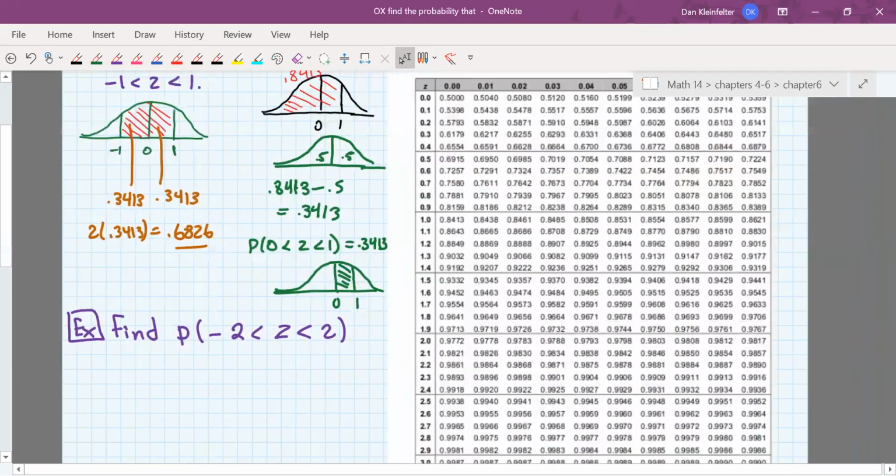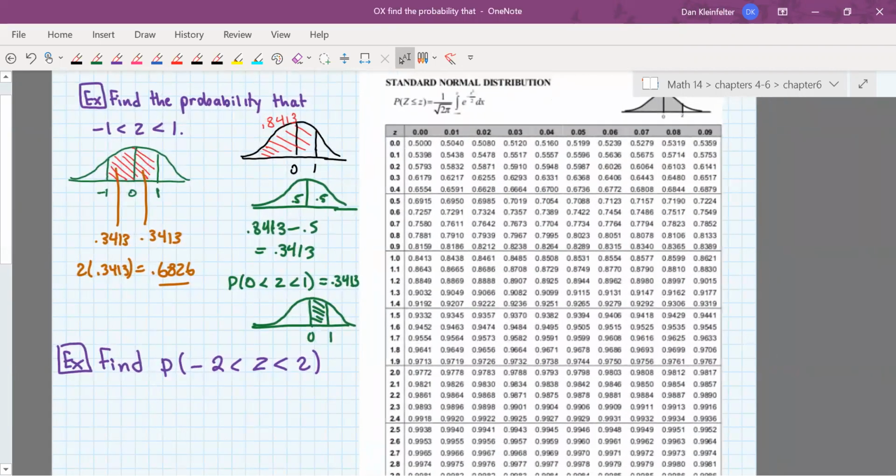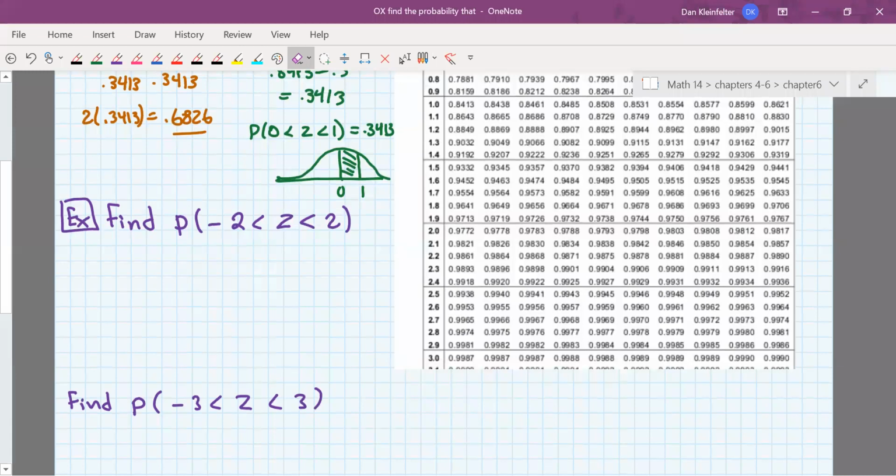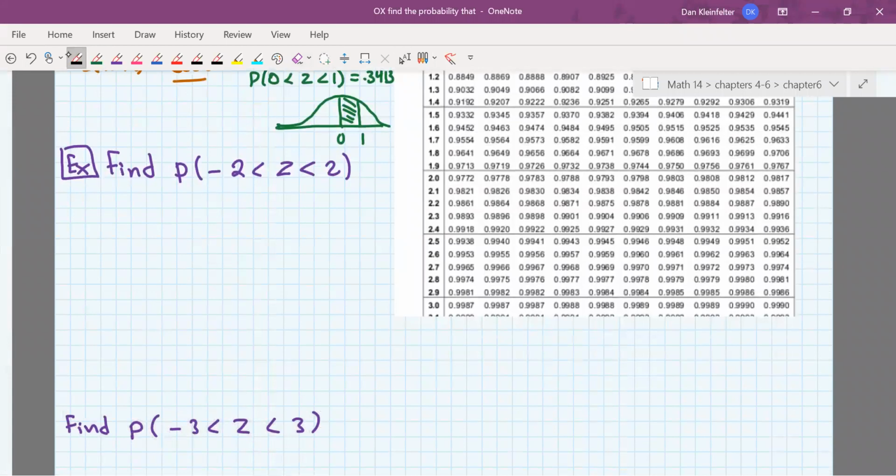So now we want to do materially the same question, only we want to know the probability that z will fall between -2 and 2. So as before, I'm going to start with a picture. So let's do that. So in between -2 and 2, that's what we really want.